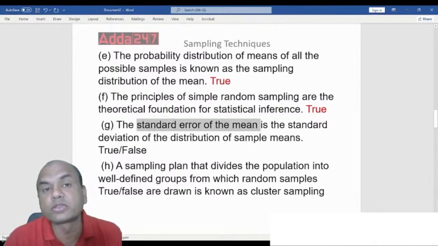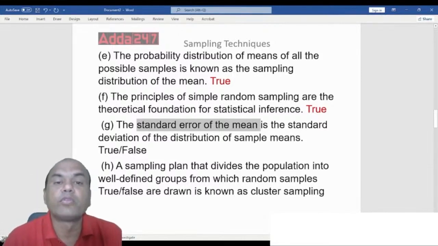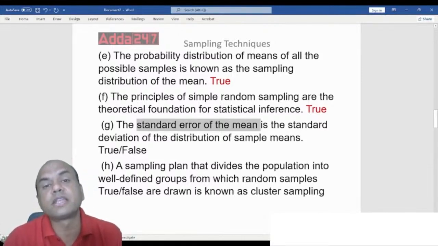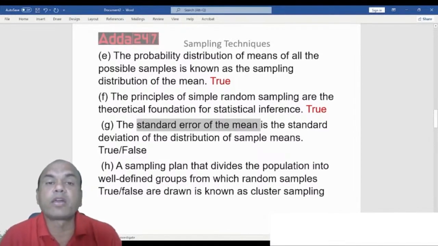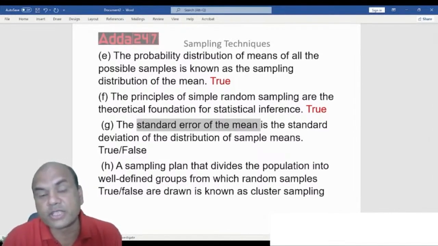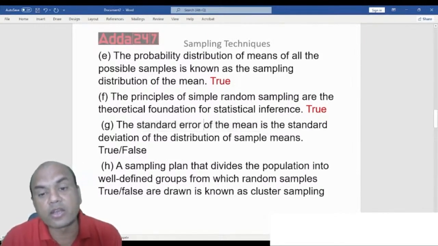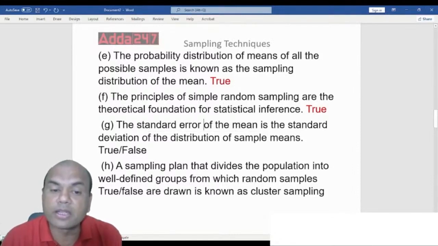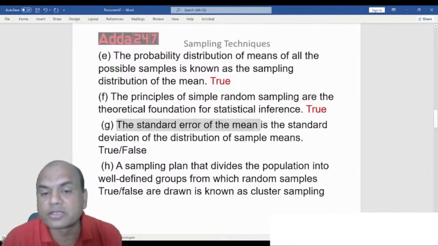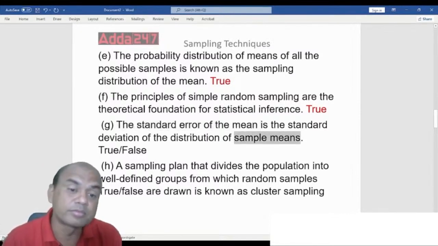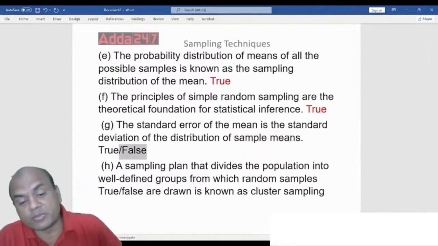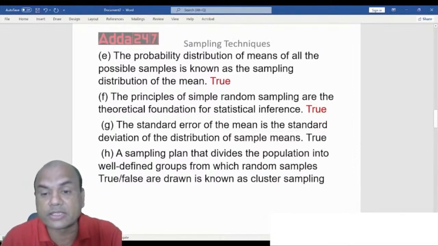Standard error relates to samples. Remember one simple logic. For population, we always use the word standard deviation, and for samples, we always use the word standard error. So the standard error of the mean is the standard deviation of the distribution of the sample means. So standard error will relate to samples. So this is again true. These are all information points for you. In exam, you might get such questions. True.